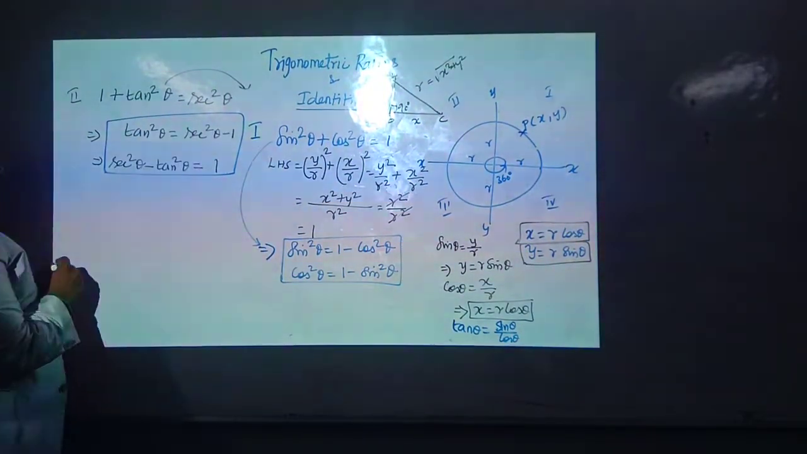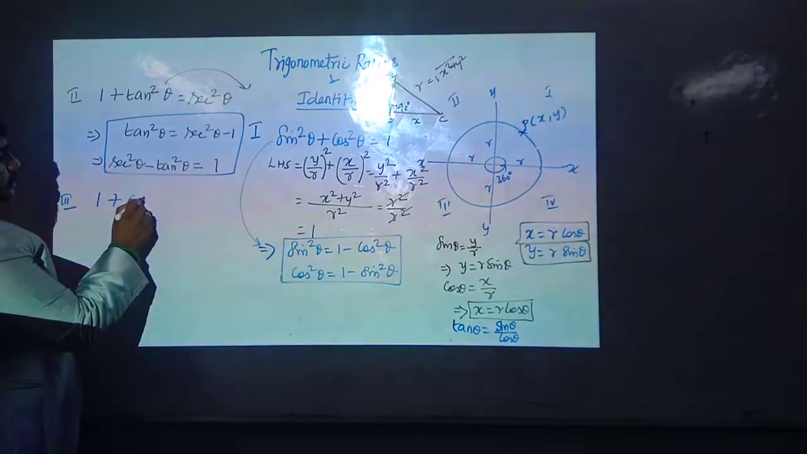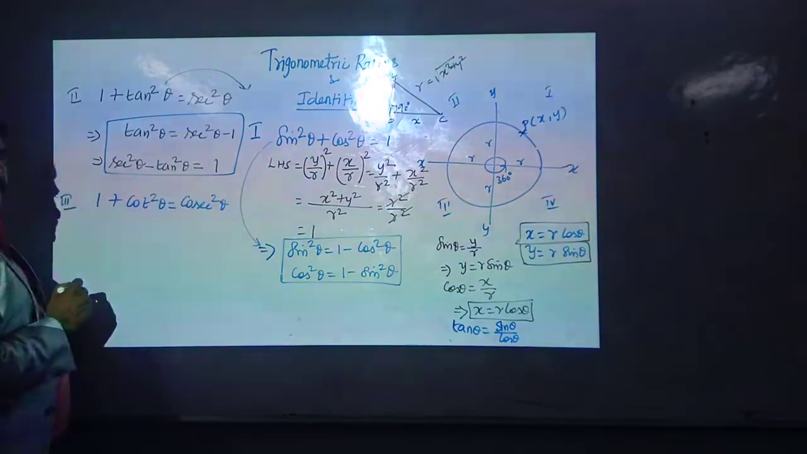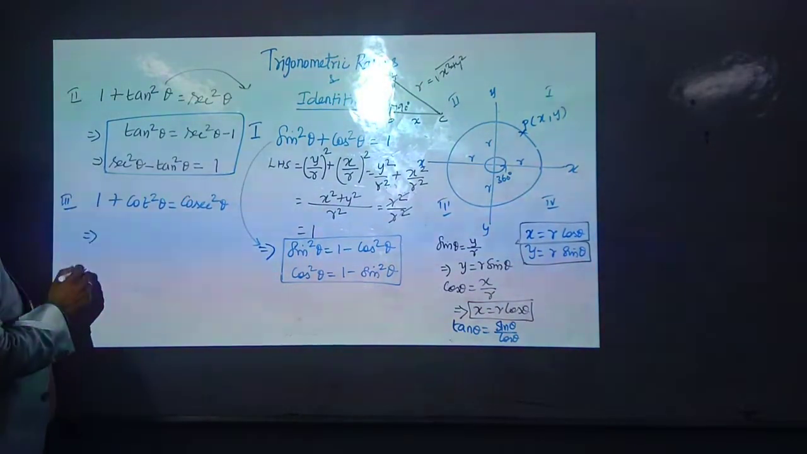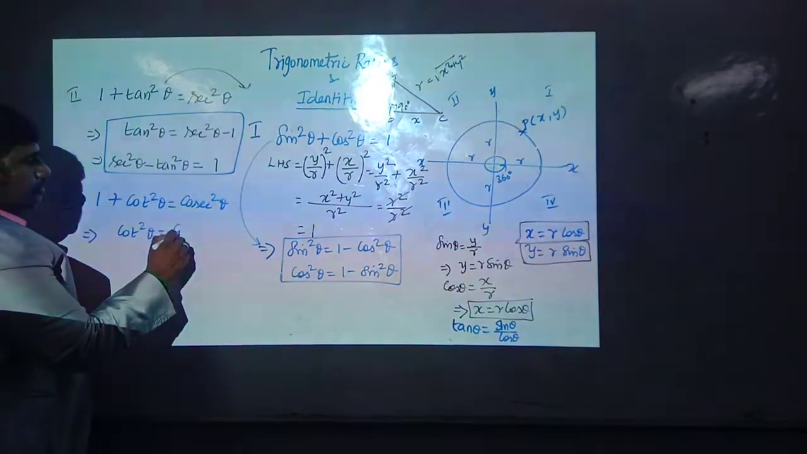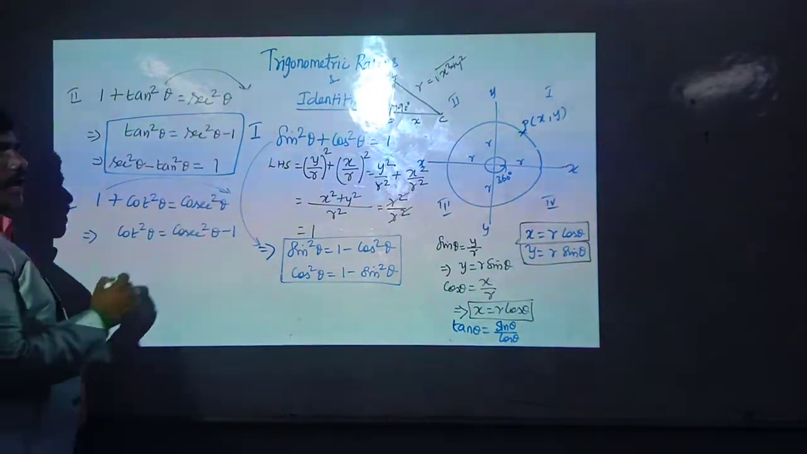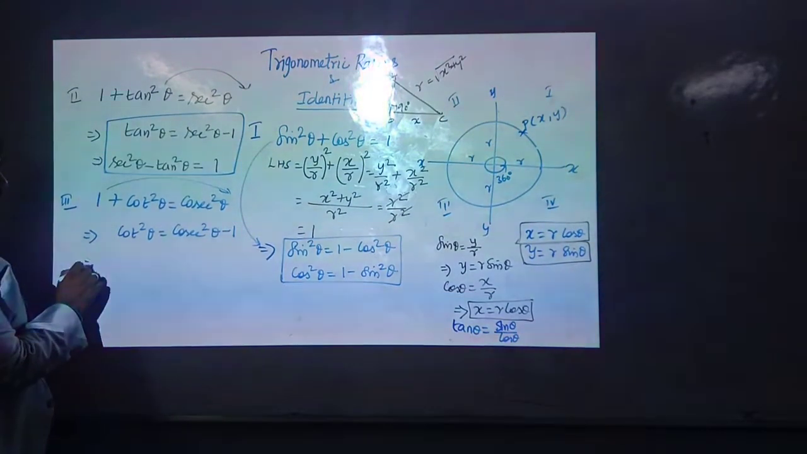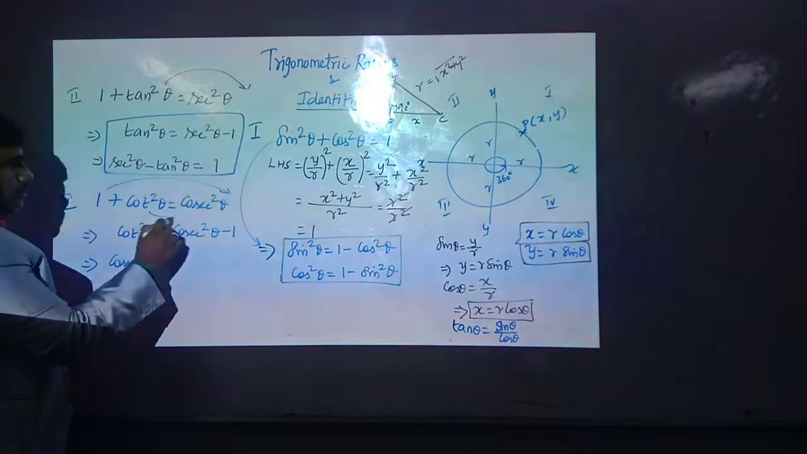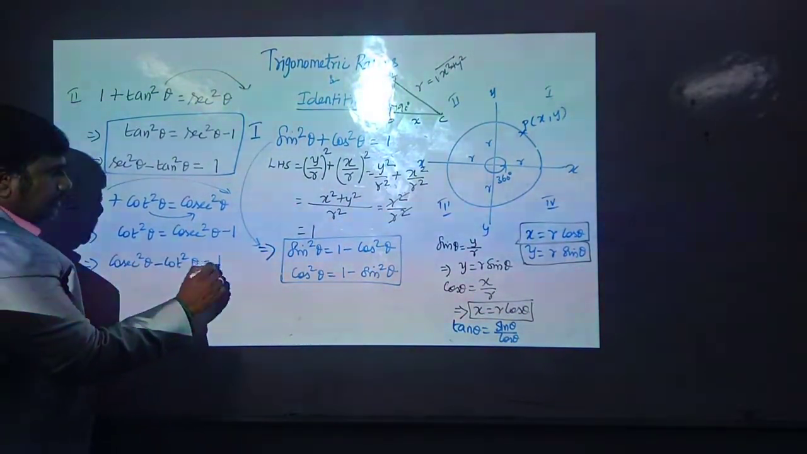And the third one is 1 plus cot square theta is equal to cosecant square theta. In a similar way you can write cot square theta in terms of cosecant as cosecant square theta minus 1, bringing this 1 to the other side. Or, keeping cosecant square theta on the right hand side and bringing cot square theta to that side, cosecant square theta minus cot square theta becomes 1.